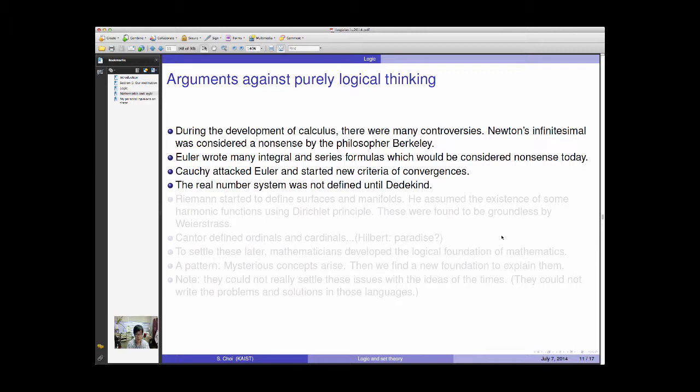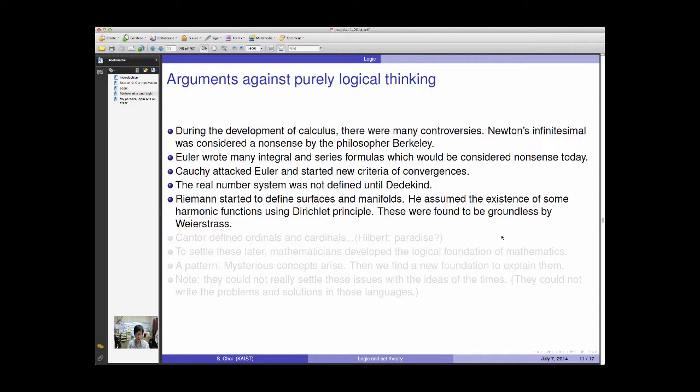The real number system was not defined until Dedekind, but people knew what it was and used it very effectively at any rate. Riemann studied how to define surfaces and manifolds. He assumed the existence of some harmonic functions using the Dirichlet principle, but these concepts were not defined yet because they didn't have set theory, so these were found to be groundless by Weierstrass. But later, these were all justified by using set theory and some heavy analysis.